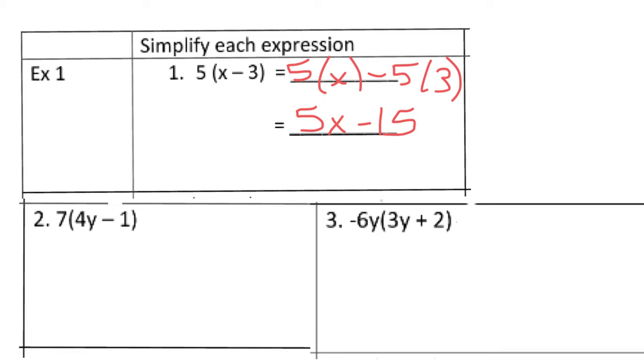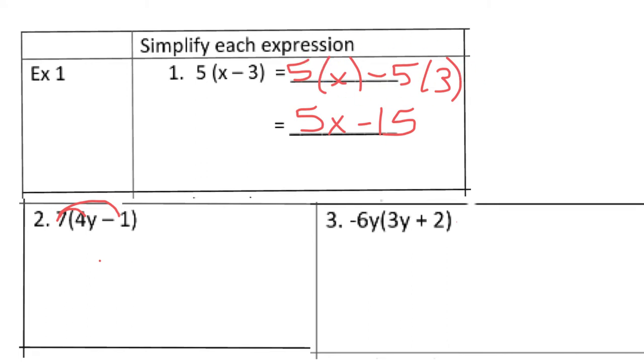So next one, example 2, we have a 7 multiplied by 4y minus 1. And again, we have to distribute. This is called distributing. So when I do this, I like to draw a distribute arrow, so to speak. And you can skip this step and do that in your head. That's usually what I do.